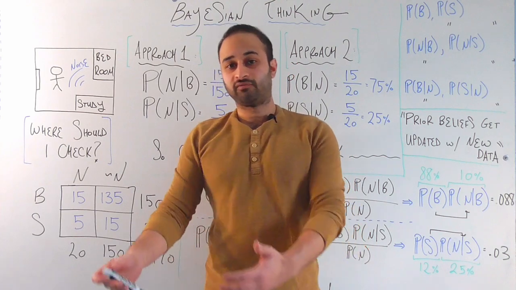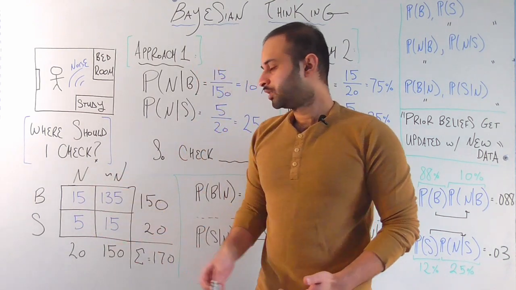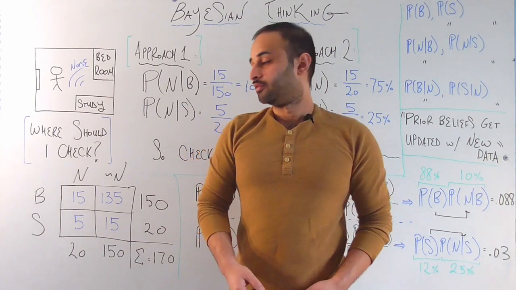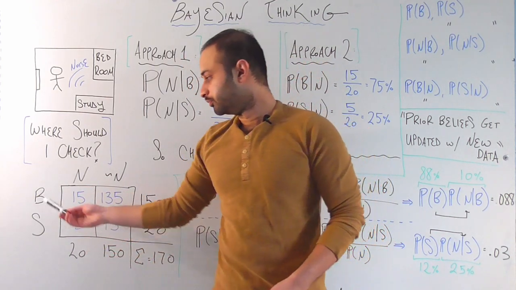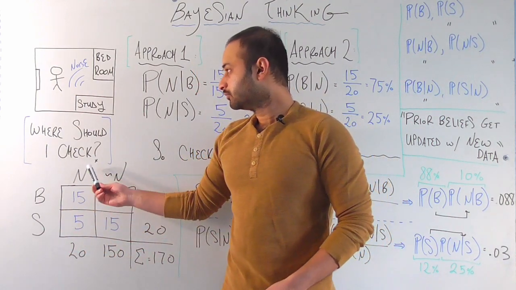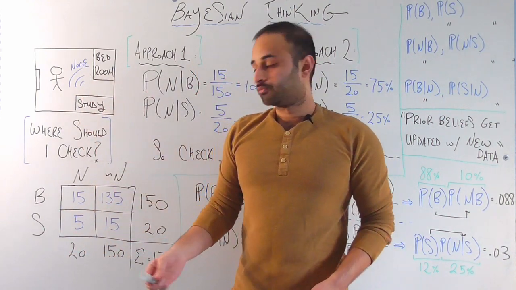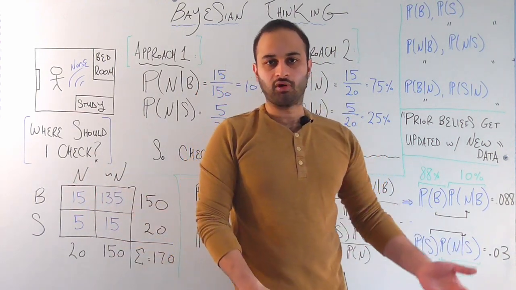Now let's bring in a little bit of data to help us make our decision. Here's the data we'll be using for this problem. It's a pretty simple 2x2 table. The rows are whether the phone is actually in the bedroom or the study, so B is bedroom and S is study. And the columns are N, which is the noise. So the columns are whether you hear this specific noise or you do not hear this specific noise, so you hear a different noise.